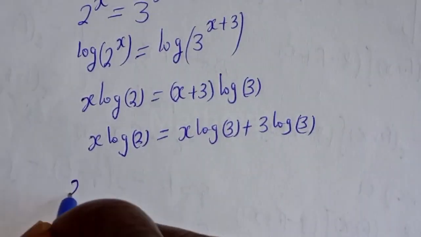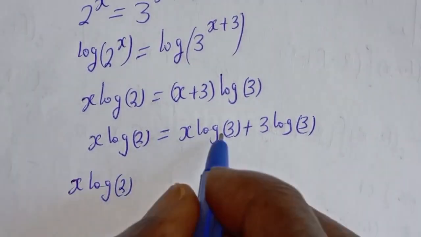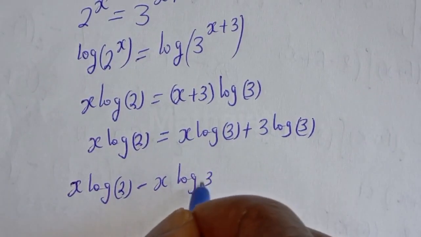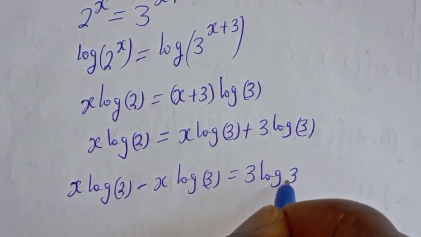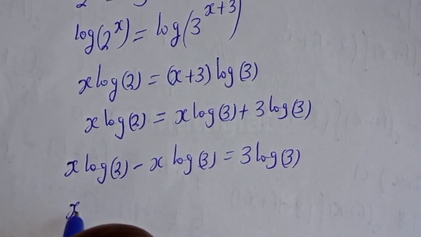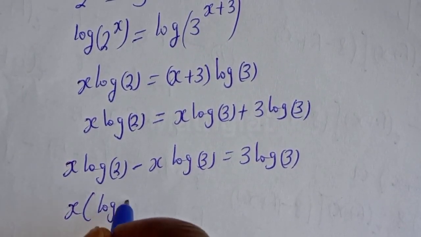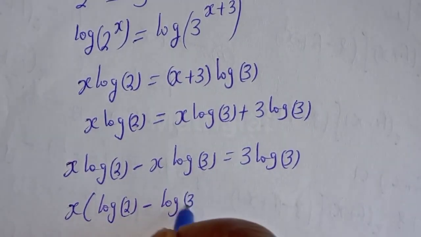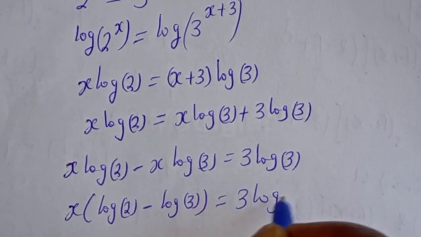And this is s log 2 minus s log 3 is equal to 3 log 3. Here s is common. S bracket log 2 minus log 3 is equal to 3 log 3.